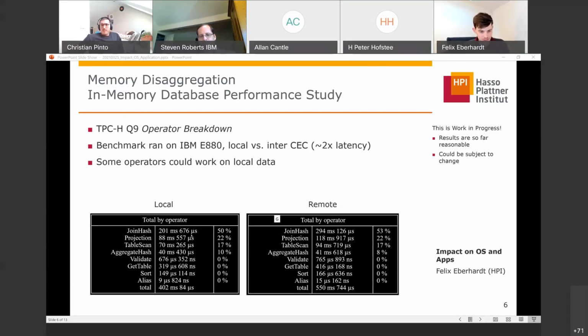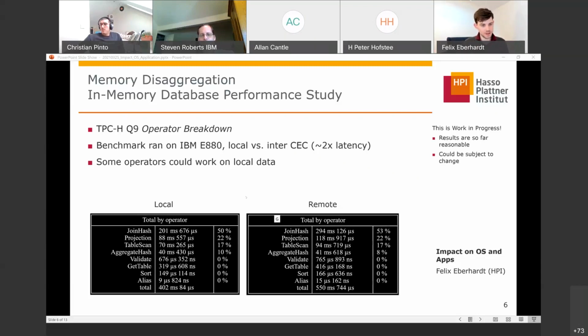So what we see here is, yes, we have quite some impact, from 400 milliseconds to 550 milliseconds, but it's not doubling, right? Which you could imagine when you have double the latency. We also see that some of the operators are more affected than others. And so this is basically the path we want to continue, right? Looking at why a certain operator is more affected than another. The second thing is, this is basically the worst case, right? Working completely or exclusively on remote data.